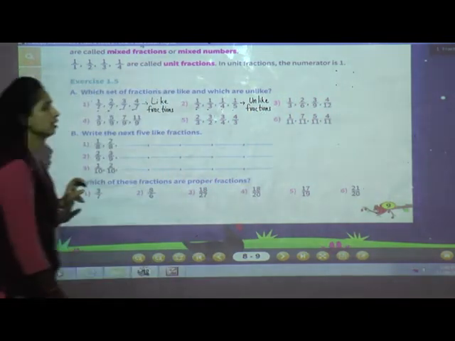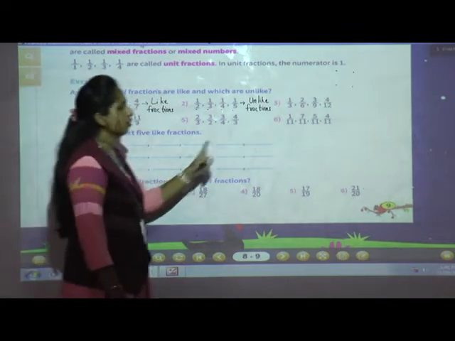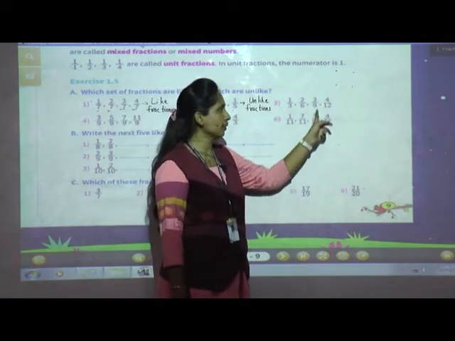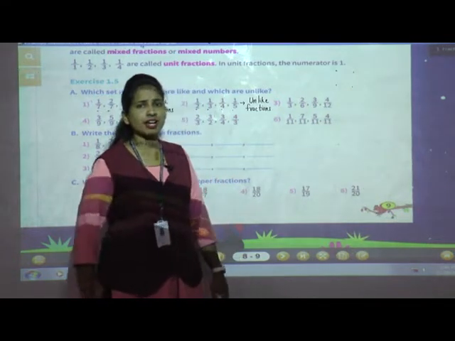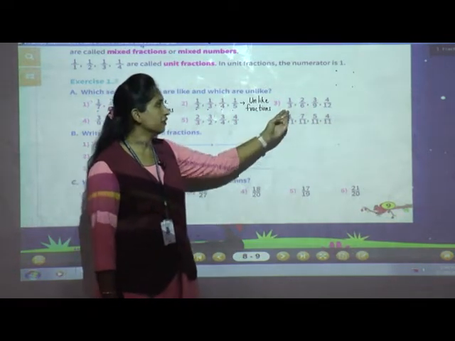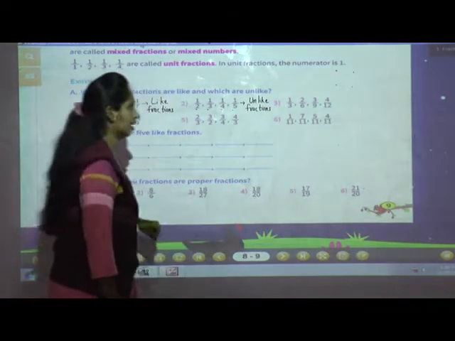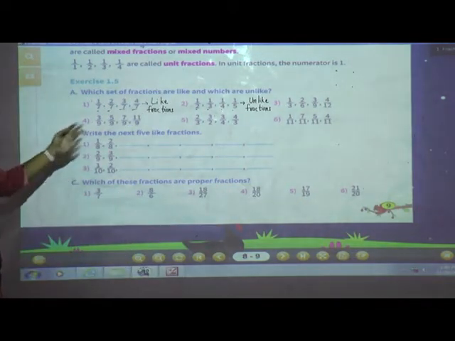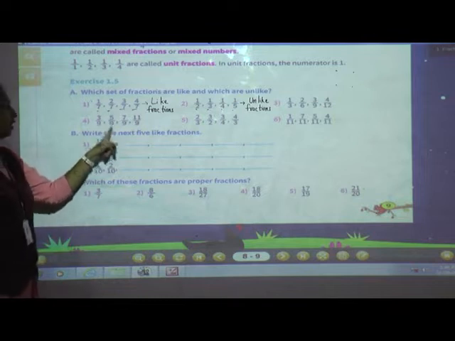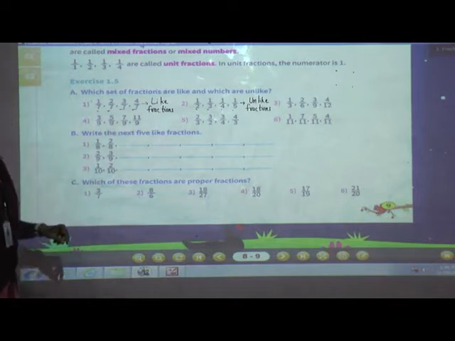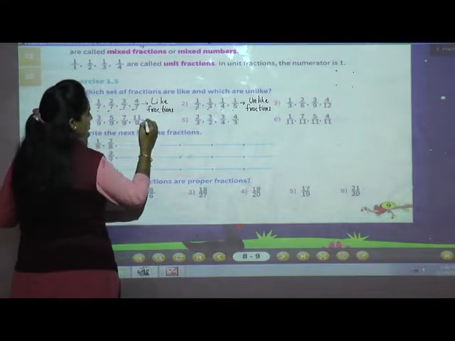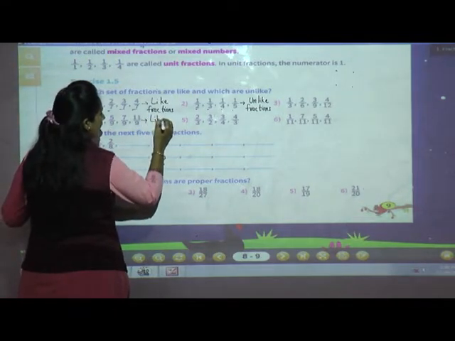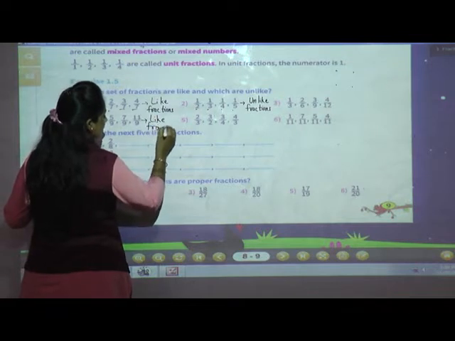Okay. Now see the third one: 1/3, 2/6, 3/9, 4/12. What can you observe? Are the denominators the same or different? Different. So they are also unlike fractions. Now what about the fourth one? 3/9, 5/9, 7/9, 11/9. See, the denominators are the same. So they are called like fractions, isn't it?